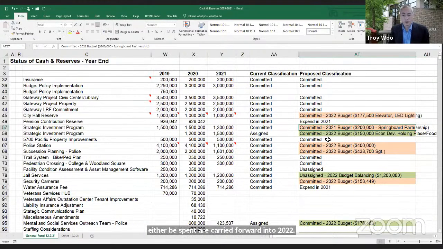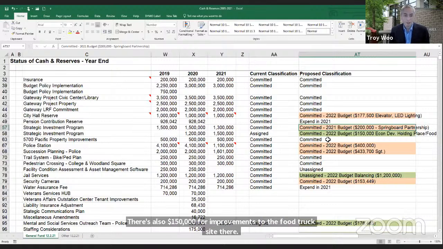The 2022 proposed budget that the council will be considering here in a couple of days does include $300,000 total for economic development and strategic investment. $150,000 is really just a holding place for economic development opportunities that might arise in 2022. There's also $150,000 for improvements to the food truck site there by the depot trail amenity.